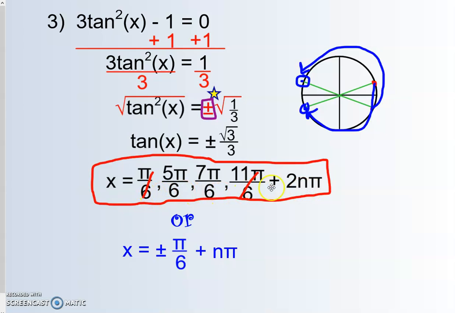Again, I don't care which way you express your answers. You can list them all out and tack on your plus 2n pi, or you could be efficient and think it through. The only thing that I want you to be able to do is understand that these are the same thing. Because if you were given a question that was multiple choice, I'd want you to be able to recognize that these two things say the exact same thing.